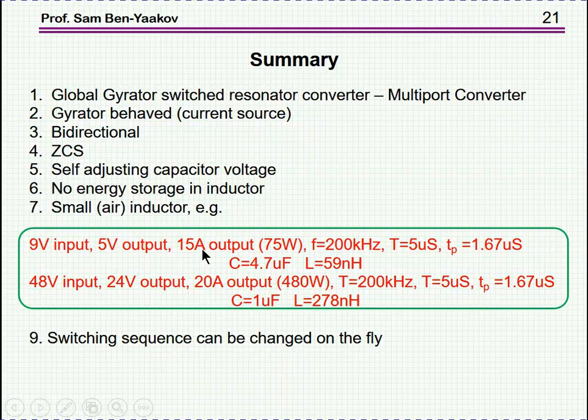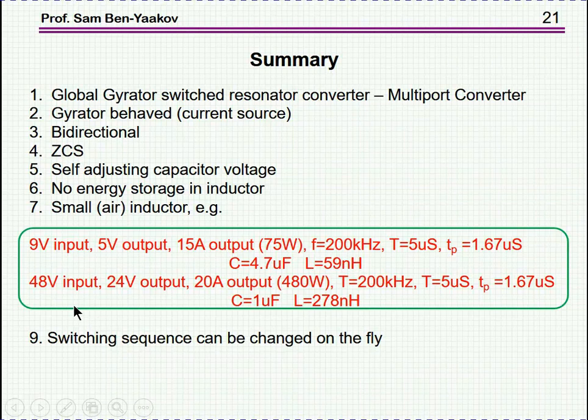And here are some examples. Say for a case of a 9-volt input, 5-volt output, 15-amp output, frequency of the sequence of 200 kilohertz, which means a duration of 5 microseconds, which means that, this is a 3 switching state sequence, for each one we'll have 1.67 microsecond timing, for this is half of the resonant cycle. We'll need a capacitor of 4.7 microfarad, an inductor of 59 nanohenry. Now this could be a ceramic capacitor, could be very small, and the inductor could actually be an air inductor, actually a piece of wire will have 59 nanohenry.